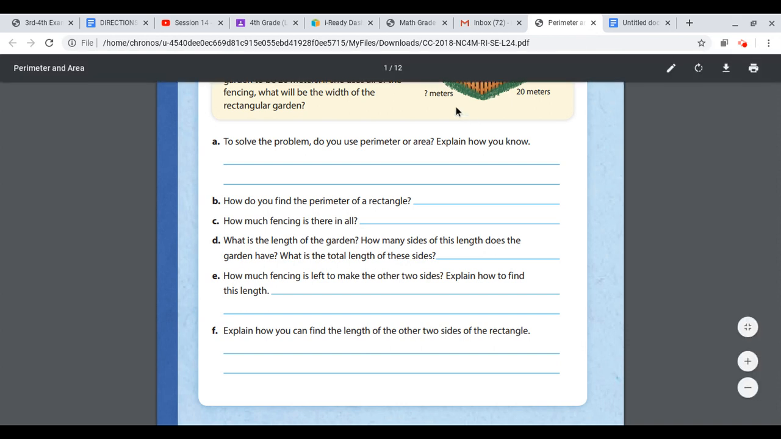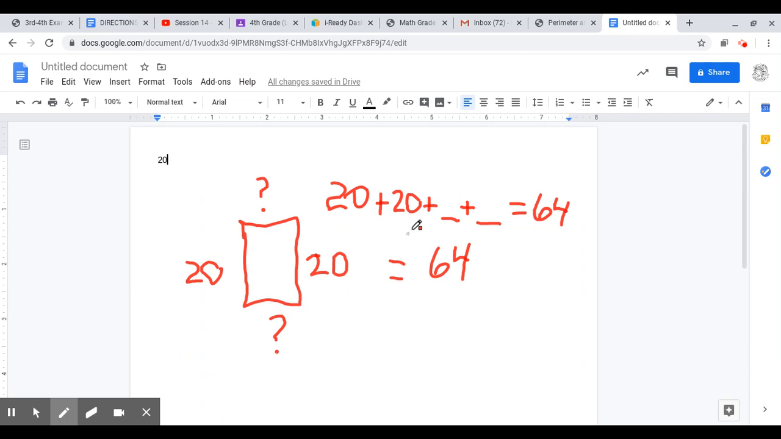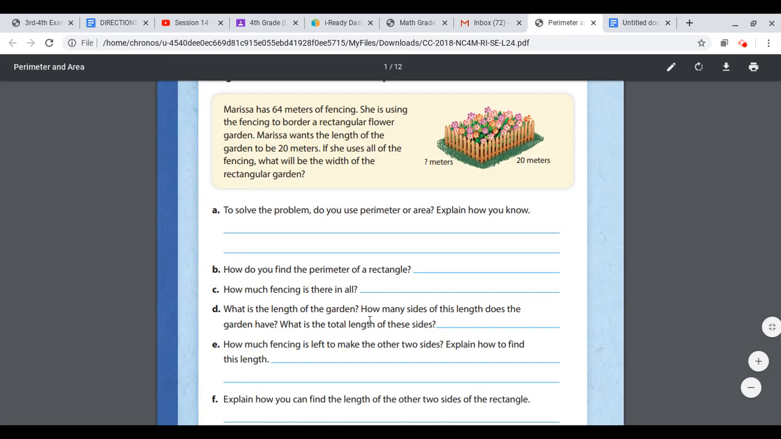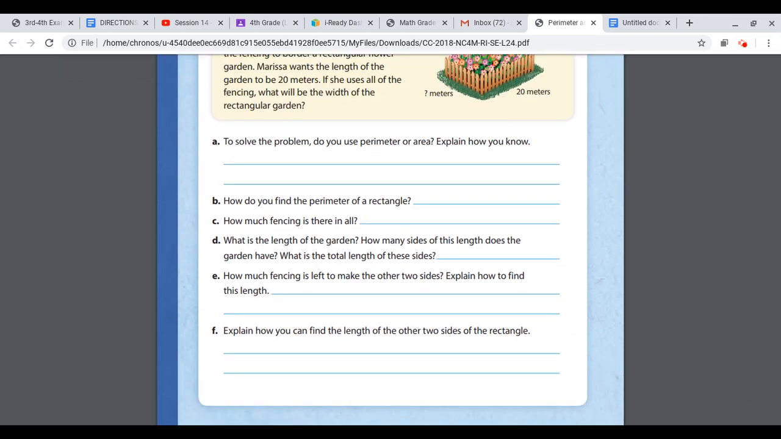So we know that these two sides add up to 24. Okay. So if they had to be the same number, 24 divided by 2 is going to be what? 12. So the width is 12, the length is 20. Explain how you can find the length of the other two sides of the rectangle. What we did was whatever fencing we had left was 24, and you divide it by 2. So you do 24 divided by 2 equals 12.